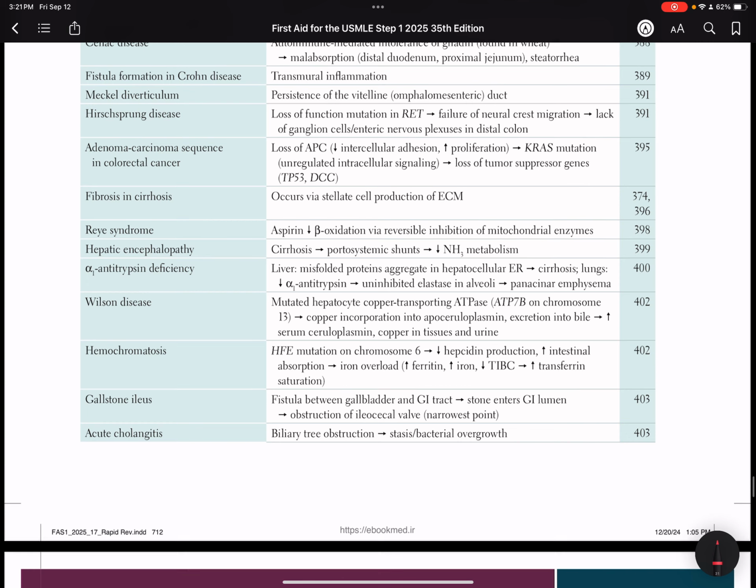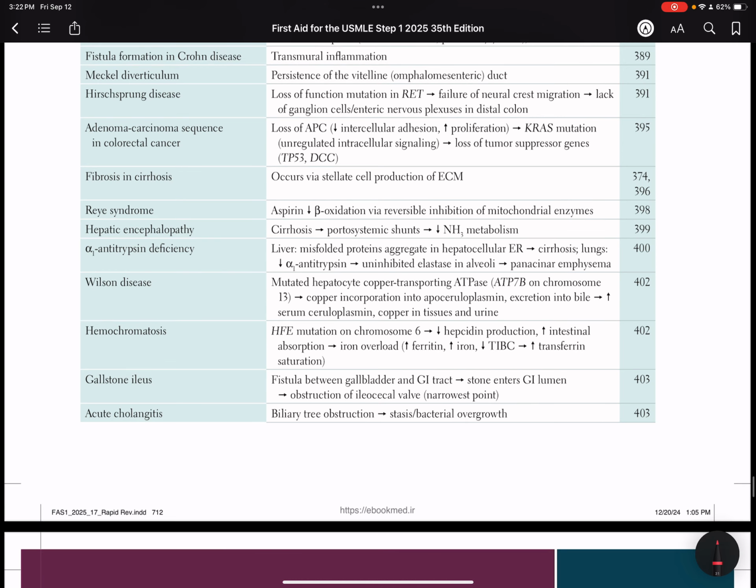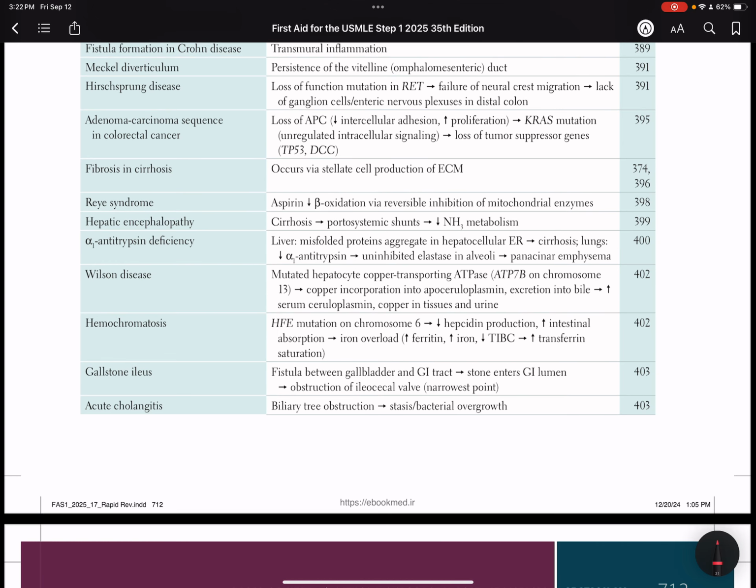Next condition is fistula formation in Crohn's disease. What causes fistula in Crohn's disease? Fistula formation in Crohn's disease is caused by transmural inflammation. If you see a question saying transmural, that means they are hinting towards Crohn's disease. Next condition is Meckel's diverticulum. Meckel's diverticulum is persistence of vitelline omphalomesenteric duct.